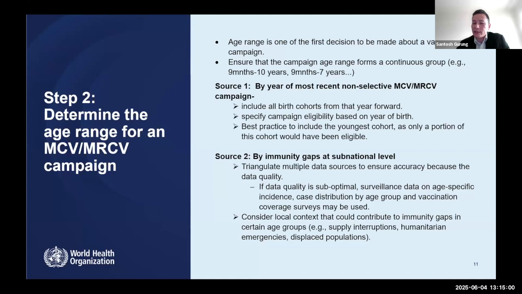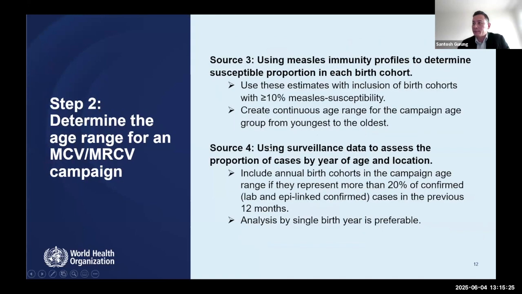Because of data quality, in cases where data quality is suboptimal, you can use surveillance data on age-specific incidence, case distribution by age group, vaccination coverage, and so on. And of course, take into account the local context in terms of supply interruptions, humanitarian settings, and those populations that could have been missed during that time. So this is the second data source.